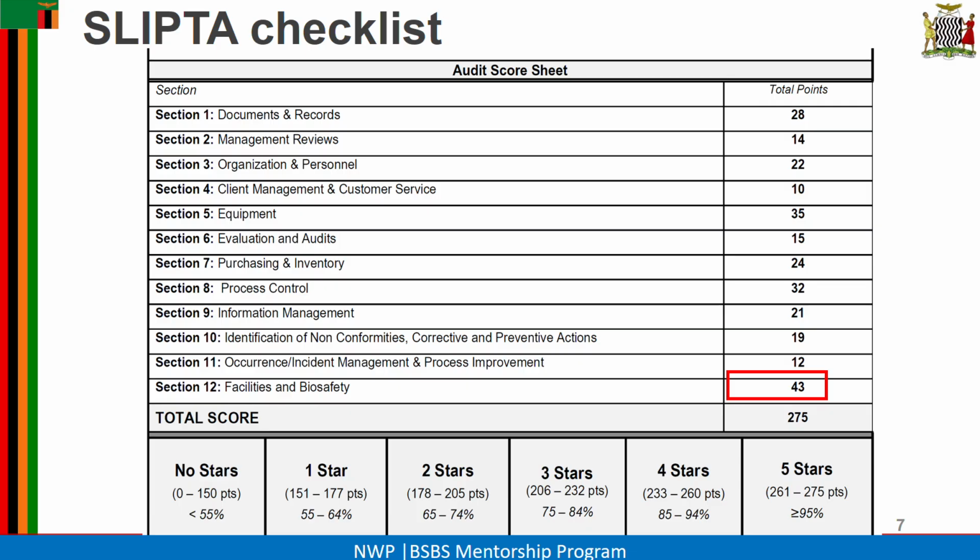Then between 85 and 94, you get 4 stars. Then above 95%, you get 5 stars. So ideally, what the stars mean is that as you get closer to the 5 stars, you are getting closer to actually achieving everything that you may need to get accredited, mostly using the ISO 15189 as well as the ISO 15190, which is the safety ISO.